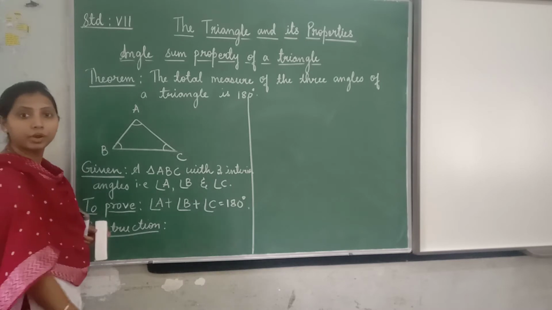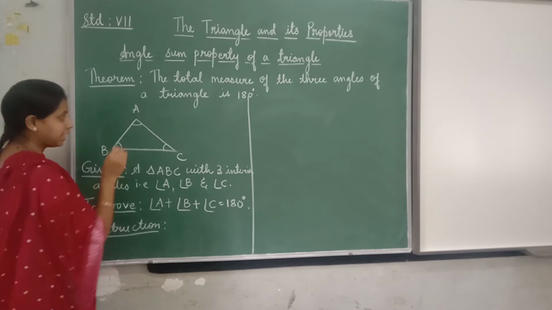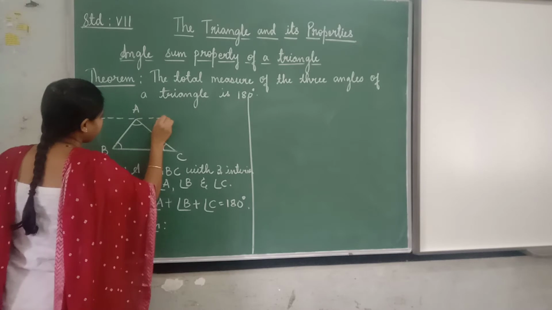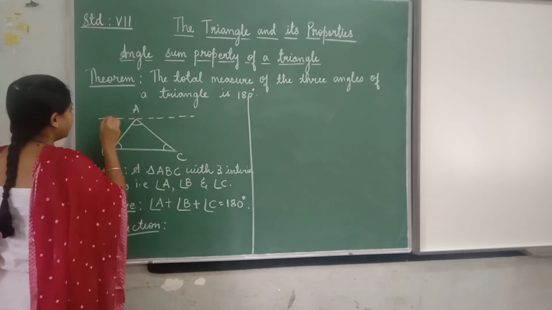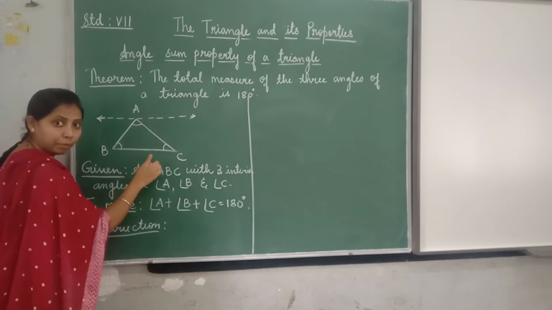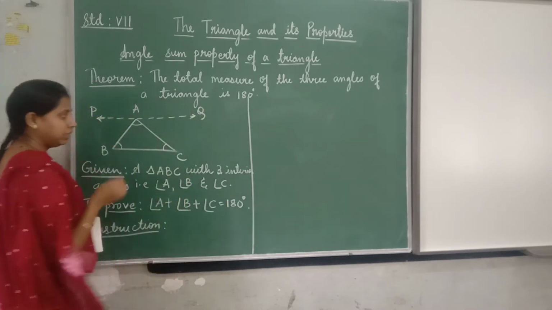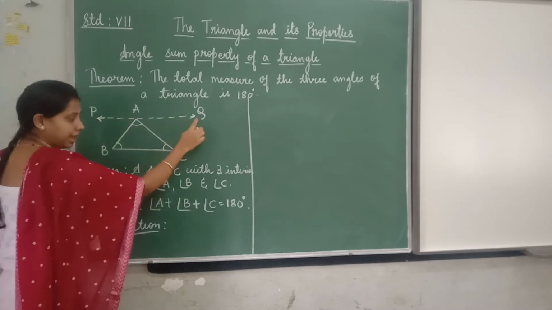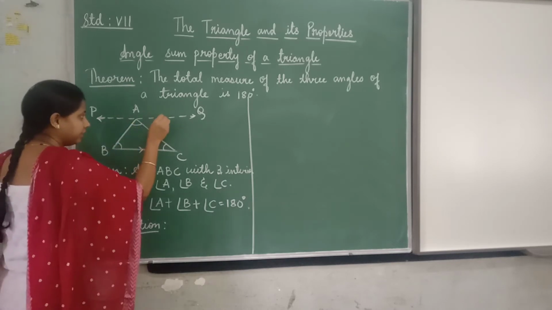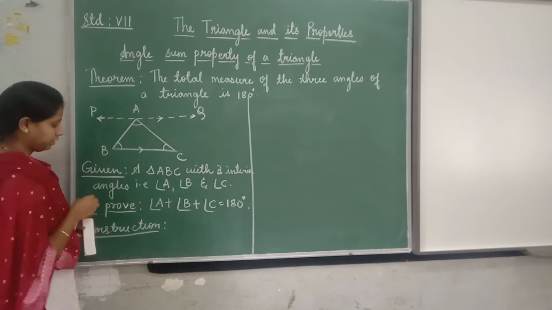So the construction we are going to do here is, from the vertex A, passing through vertex A, we have to draw a parallel line. Okay children, a parallel line to the base BC of the triangle. Name this line PQ. So PQ is a line passing through the vertex A which is parallel to BC. This arrow mark denotes that the lines are parallel. So this is the construction.